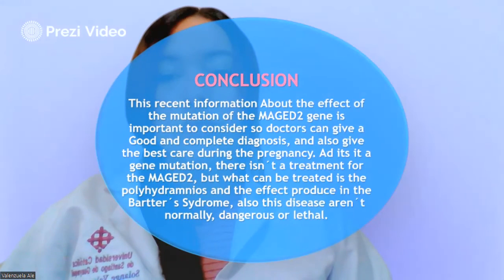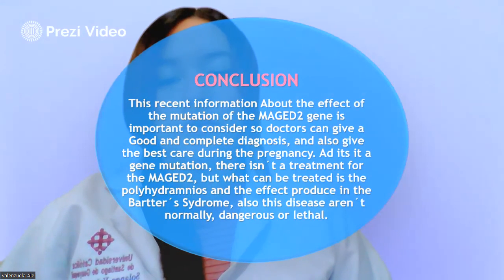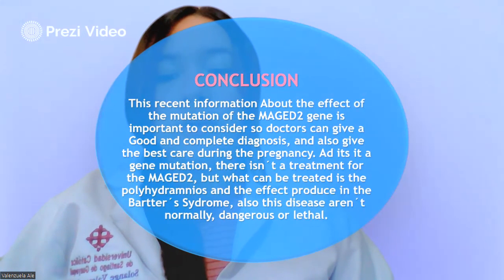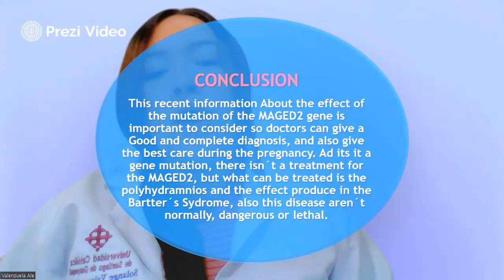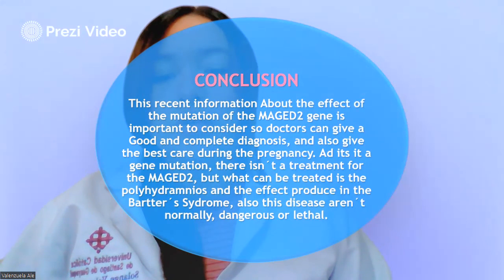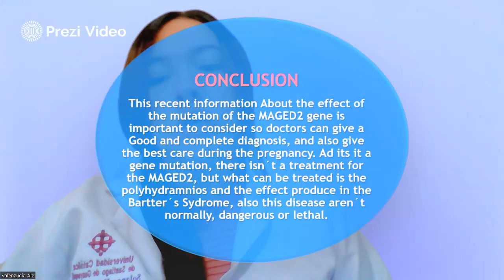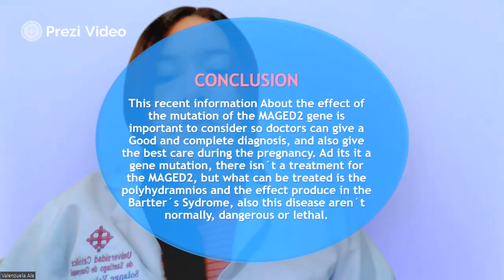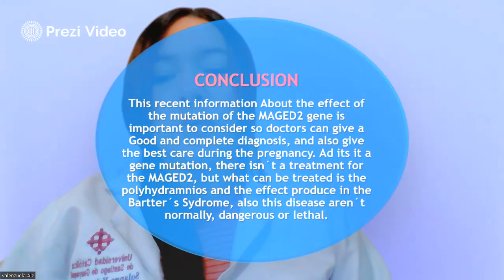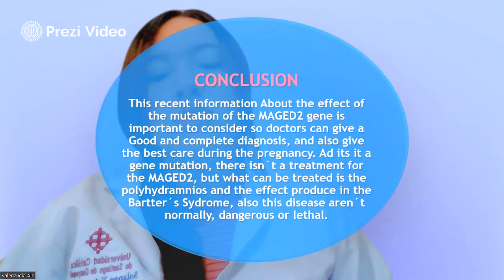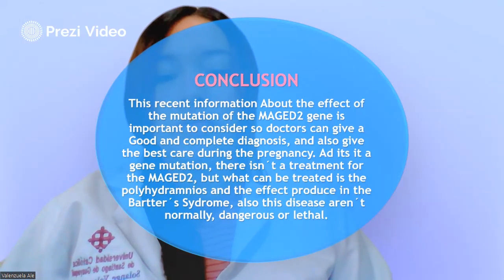The conclusion. This was some information about the mutation of the MAGED2 gene. It is important to consider so doctors can get a good, complete diagnosis and also give the best care during the pregnancy. As it is a gene mutation, there isn't a treatment for MAGED2, but what can be treated is the polyhydramnios and the effects produced in the Bartter syndrome. Also, these signs aren't normally dangerous or alarming.